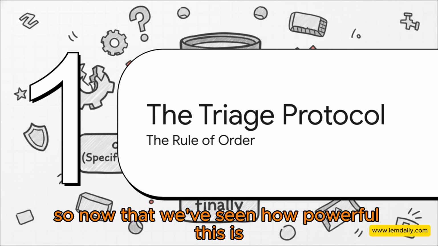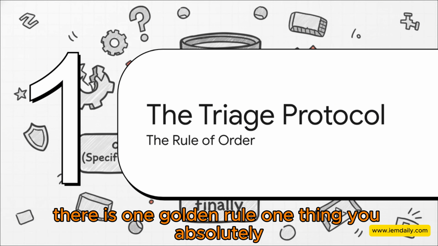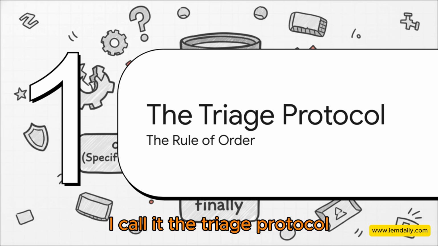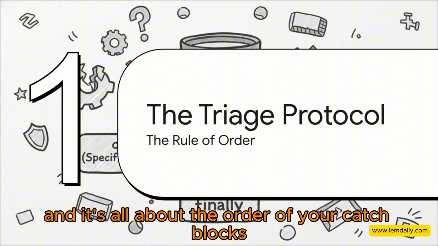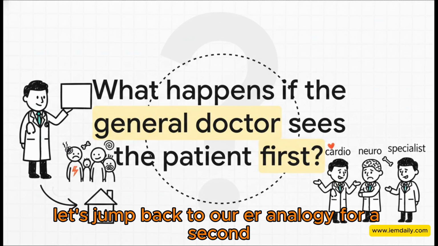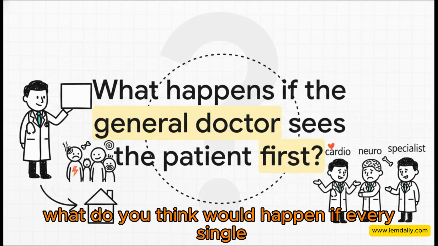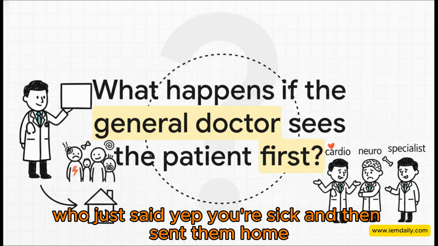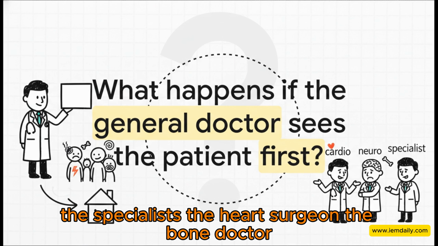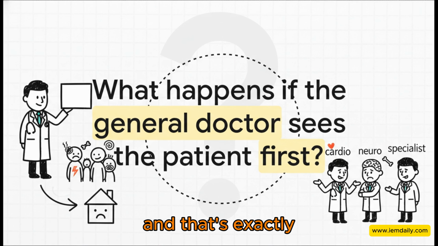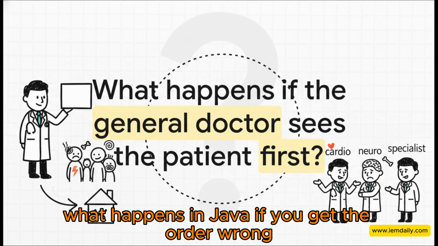So now that we've seen how powerful this is, there is one golden rule. One thing you absolutely, positively must follow. This is a big one. I call it the Triage Protocol, and it's all about the order of your catch blocks. Let's jump back to our ER analogy for a second. What do you think would happen if every single patient was first seen by a general doctor who just said, yep, you're sick, and then sent them home? The specialists, the heart surgeon, the bone doctor, they'd never even get a chance to help. And that's exactly what happens in Java if you get the order wrong.